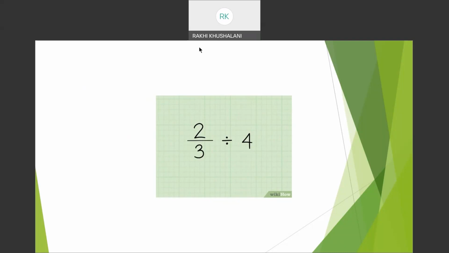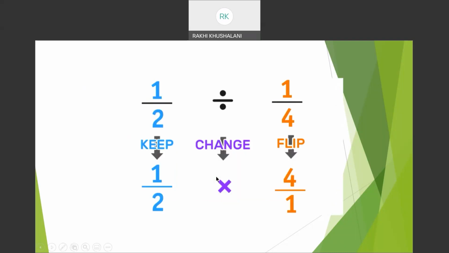Sorry for that, children. The next type of division that we have is a fraction divided by fraction. A fraction divided by fraction. Just avoid this, skip these: keep, change, flip. I'll come back to this again.